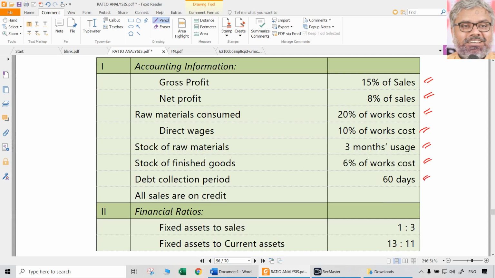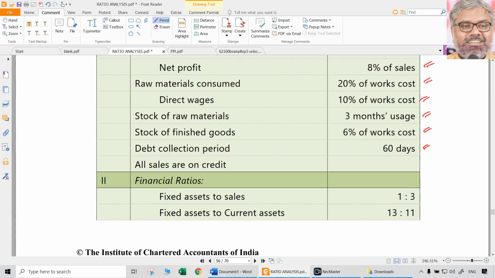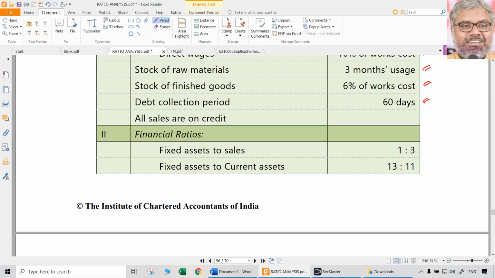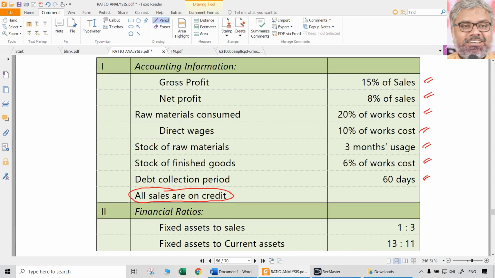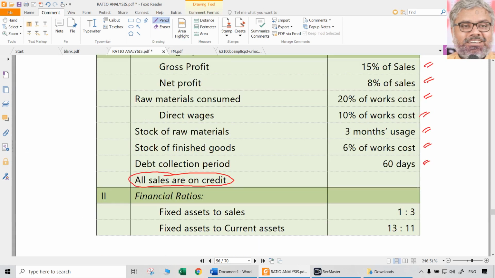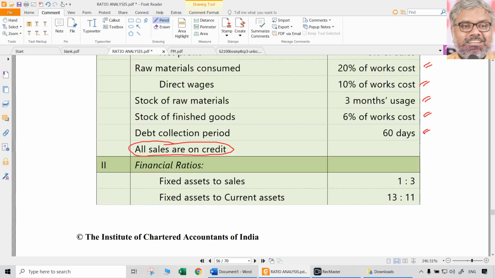Debt collection period is 60 days. All sales are on credit. If that is not given also, we have to actually assume that all sales are on credit, otherwise we cannot solve the question. But it is clearly given that all sales are on credit. But what is the data here? Is there any one particular amount that is given? No. Only relationships are given.